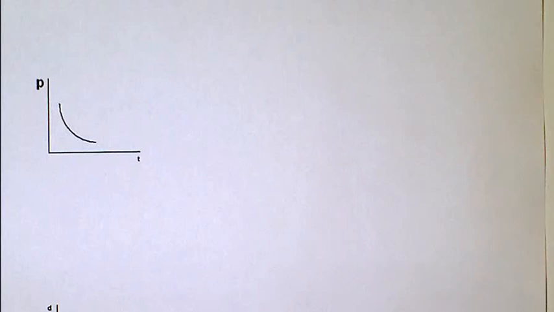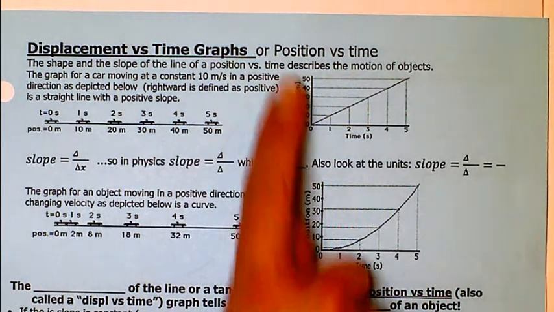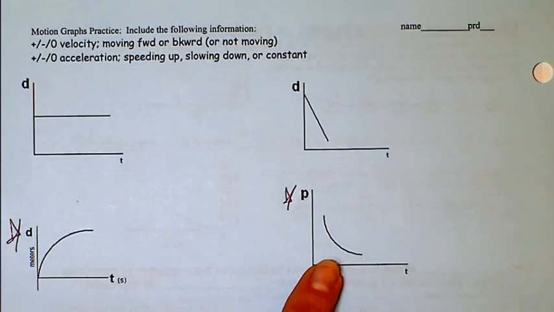Okay, I'm going to do another example of analyzing motion from a position versus time graph. Position versus time graph or displacement versus time graph, they're the same thing. On the blue sheets that we did for notes today, the displacement versus time graph or position. And on the back, I'm going to do this example right here, second column, second row.